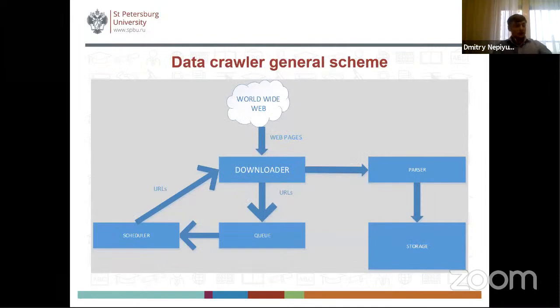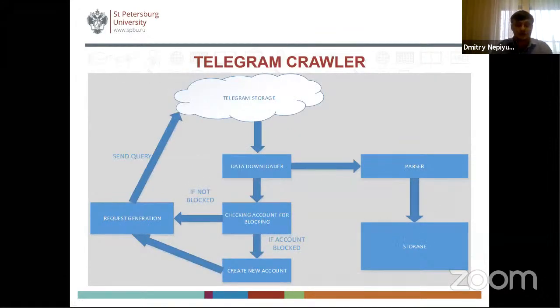On this page, we presented a general scheme of data crawling. The scheme included a downloader page, a queue for queries, a scheduler for queries, a parser for data, and a tool for saving in storage. We focused on Telegram data crawling and Facebook data crawling.